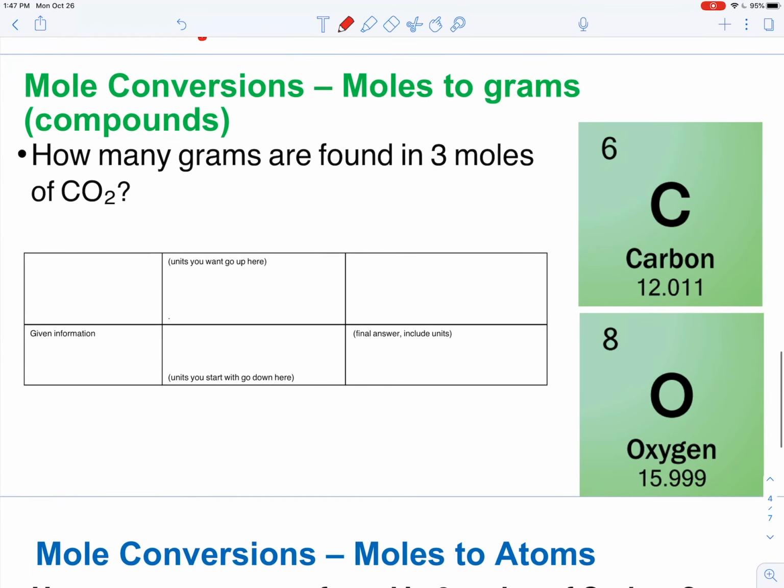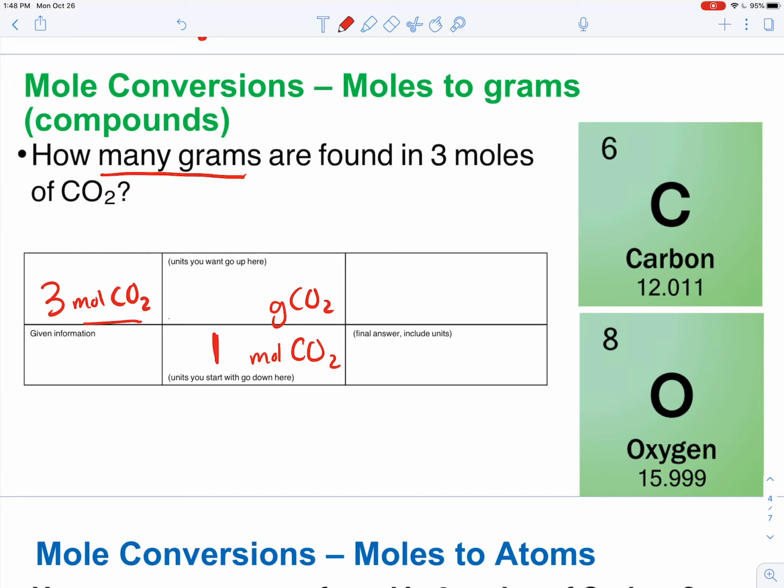Next, what if we have a compound? How many grams are found in 3 moles of carbon dioxide? Always start with the given information: 3 moles of CO2. It's asking for grams, so I'm going to put grams of CO2 on top. The units I start with, moles of carbon dioxide, are going to go back on the bottom. It's always going to be a 1 next to moles.